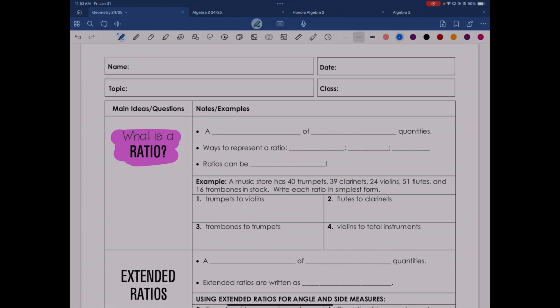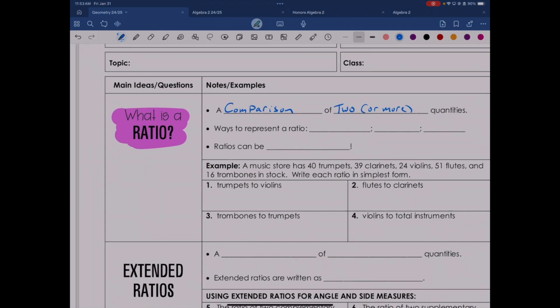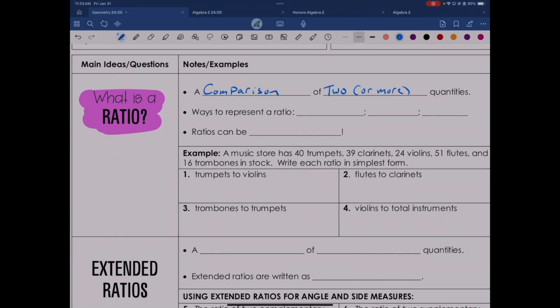So a quick definition of what is a ratio. A ratio is a comparison of two or more quantities. It's a comparison of two or more quantities.